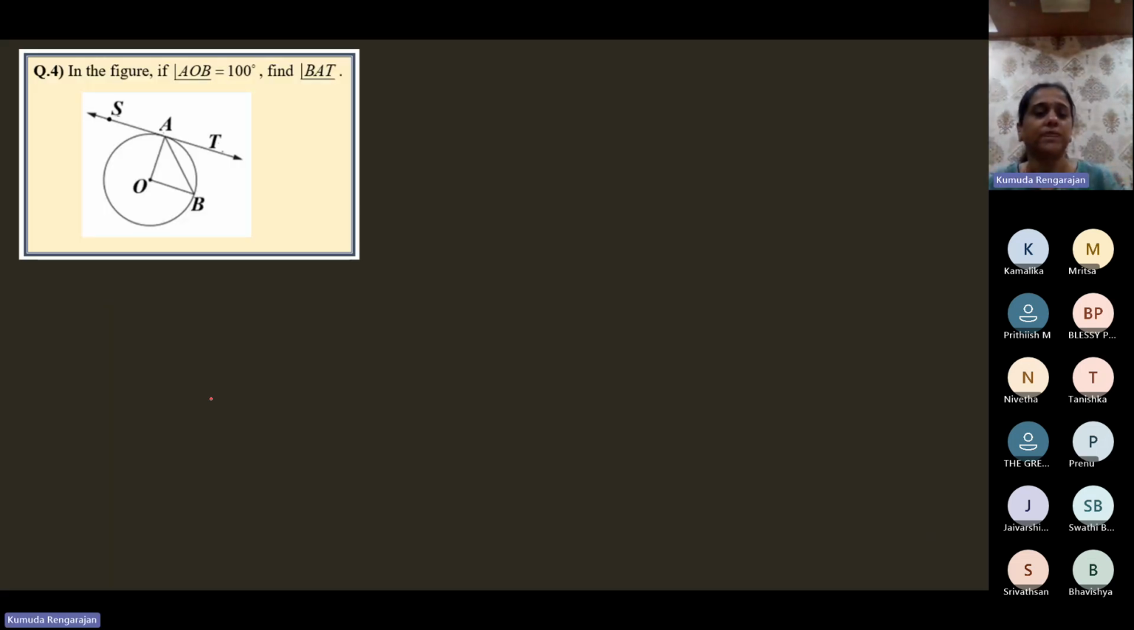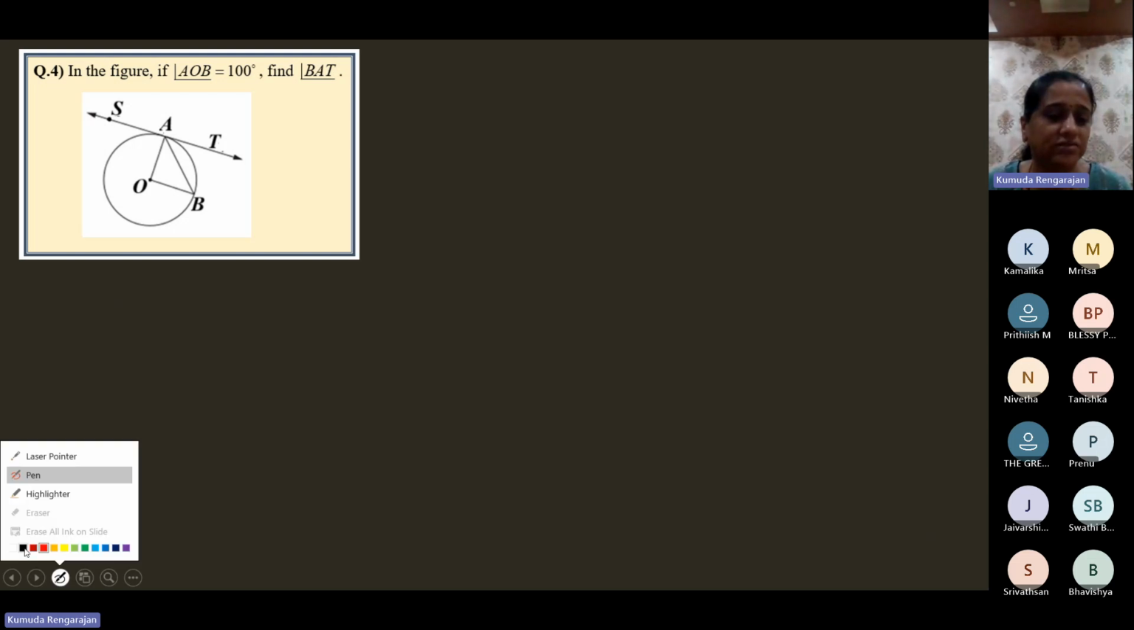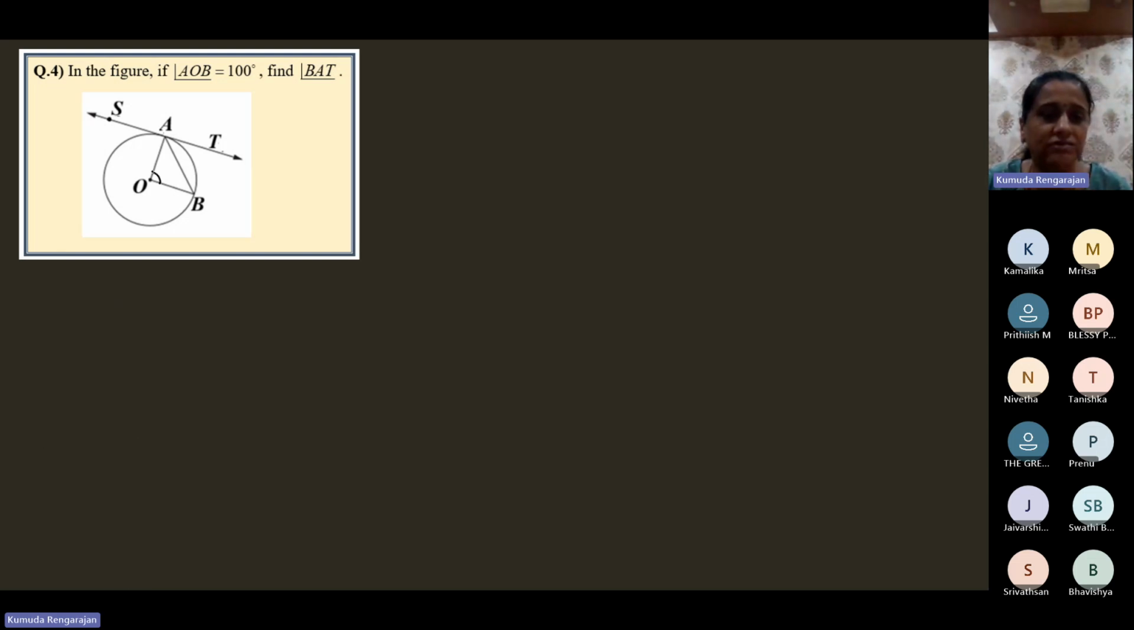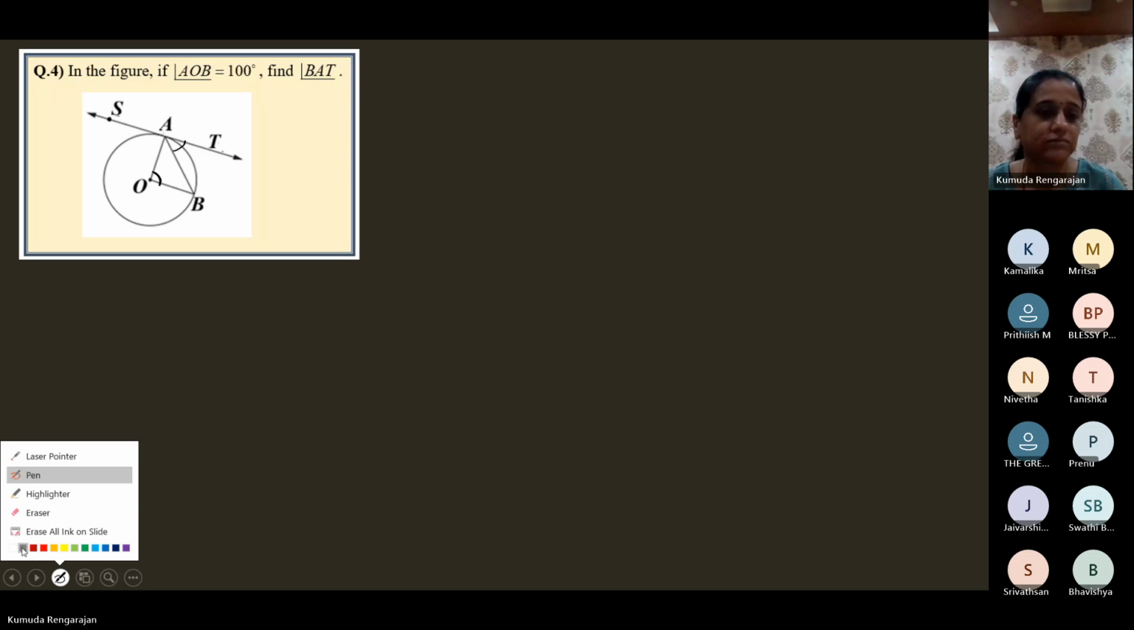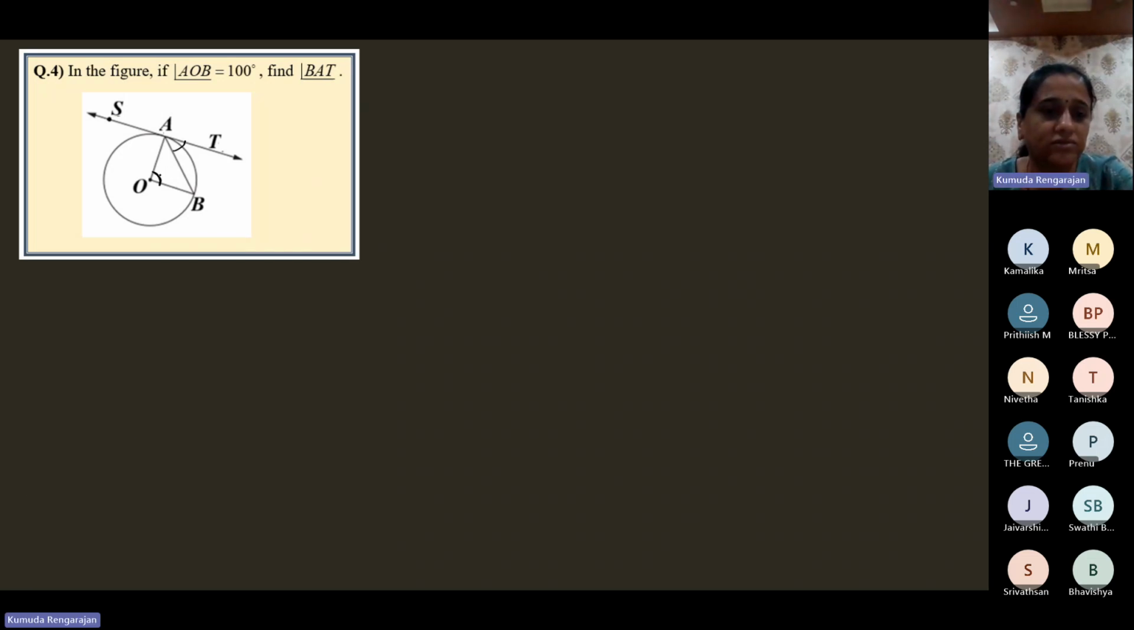In the figure, if angle AOB is 100 degrees, find angle BAT, this one. So AOB is 100 degrees. This is 100. We'll have to find BAT, this angle.